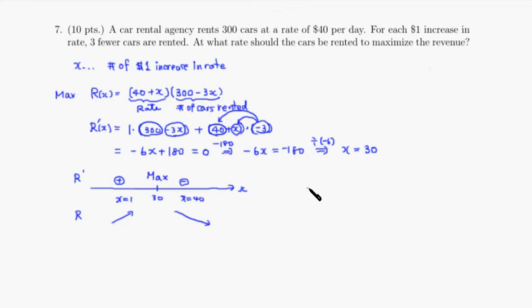So the price we want to have is, $40 is the regular base price, but we want to add another $30 to make it $70. That is the best price to maximize the revenue. That's it. I hope that this was clear.